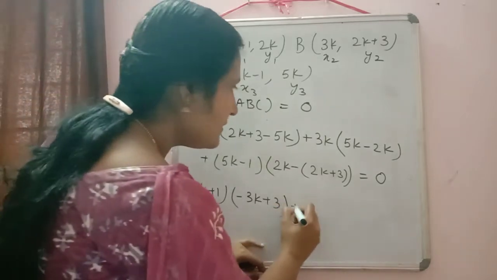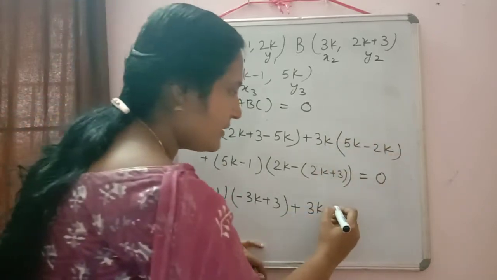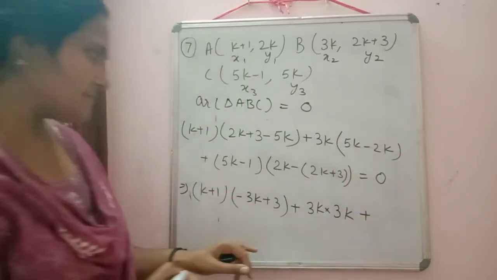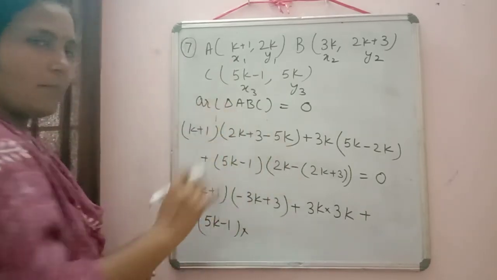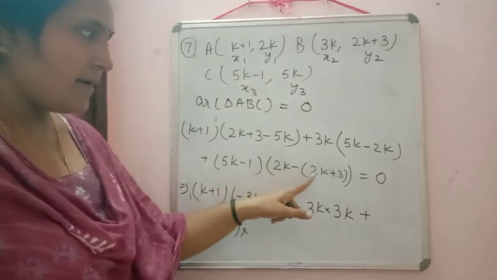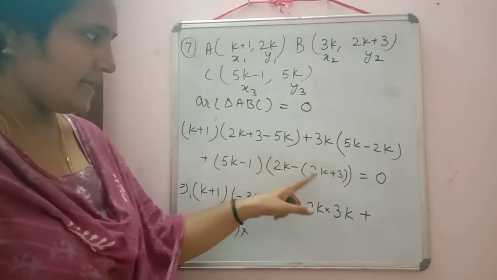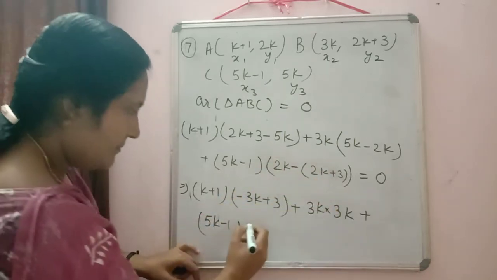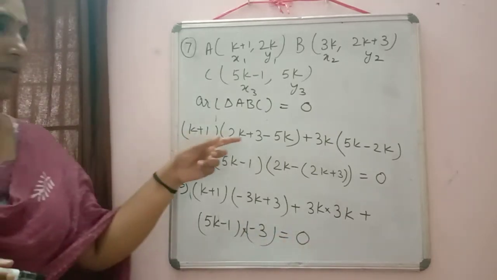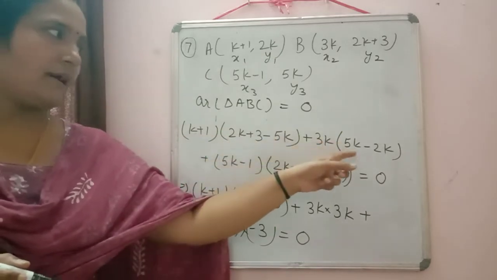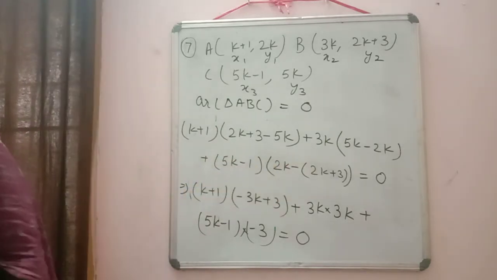Then next, 3K into 5K minus 2K will be equal to 3K, plus 5K minus 1 as it is. Here when we open the bracket, what will come? 2K minus 2K minus 3. And 2K minus 2K will get cancelled. Remaining will be minus 3, equal to 0. Clear? x1 into y2 minus y3, plus x2 into y3 minus y1, plus x3 into y1 minus y2, equal to 0.